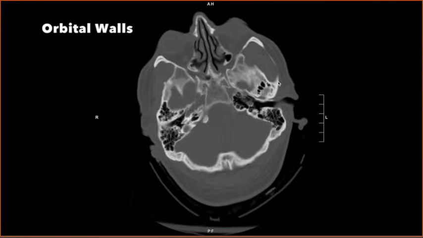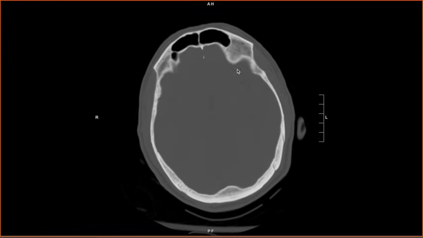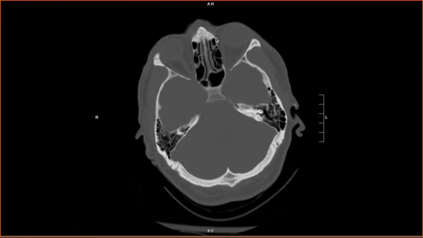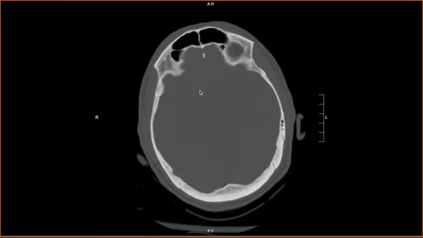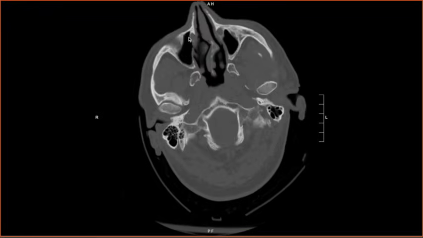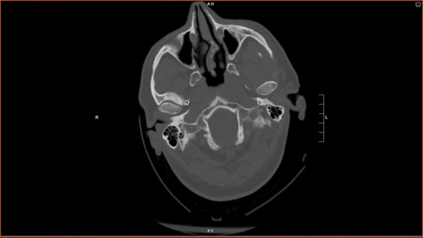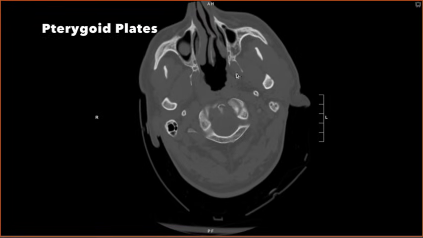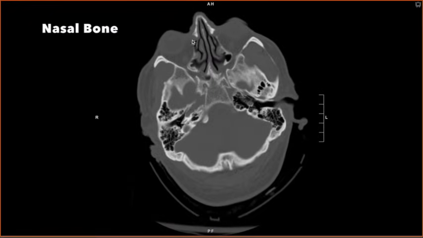Then I look at the orbit, specifically looking at the lateral orbital wall superiorly, and then the medial orbital wall. Then I look at the other side, looking up the medial wall, and then down the lateral wall. Then look at the zygomatic arches bilaterally. Look at the pterygoid plates bilaterally. All Lefort fractures or Lefort type fractures involve the pterygoid plates. Then look at the nasal bone. The nasal bone is the most commonly fractured bone, so always look at the nasal bone.